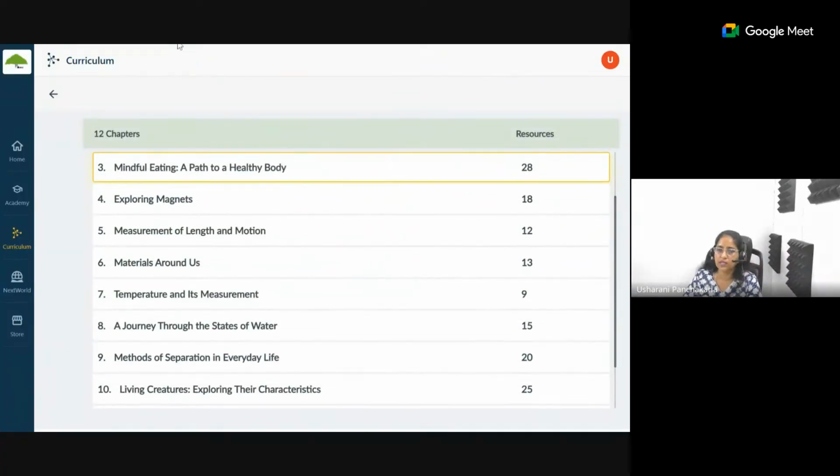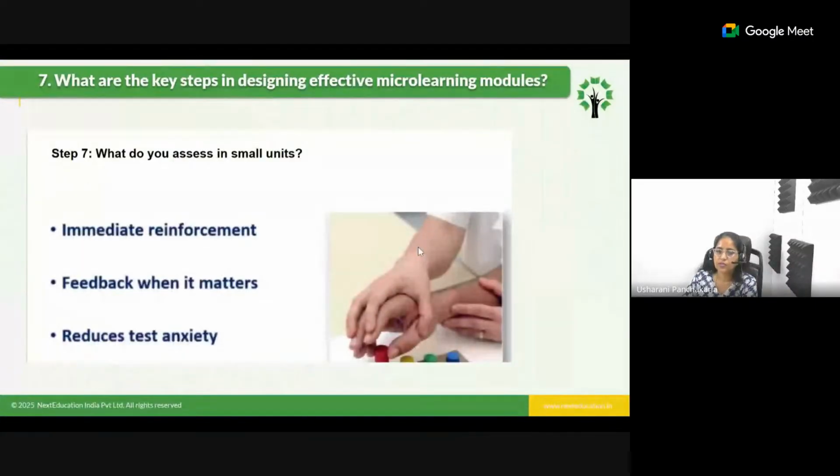Now coming back to this, I need to share my screen again. Give me a minute, guys. Right. We are back to this. So till here we are done.